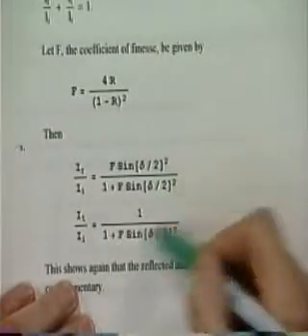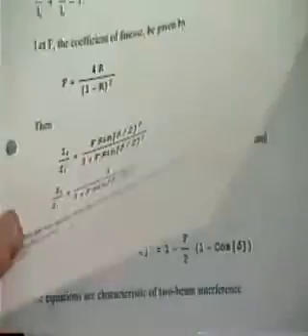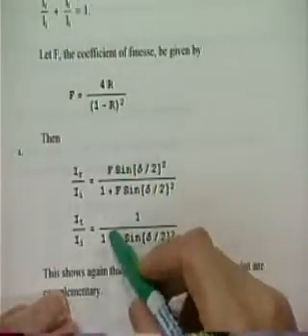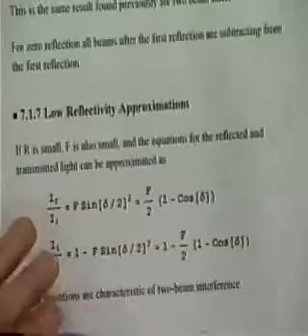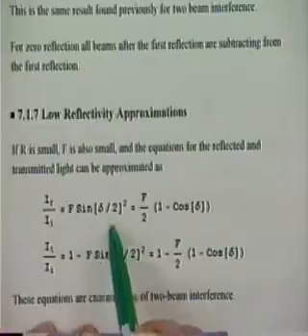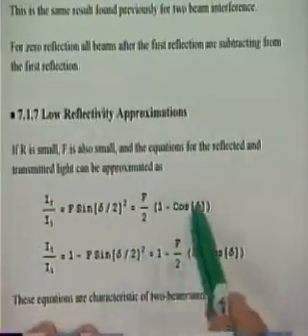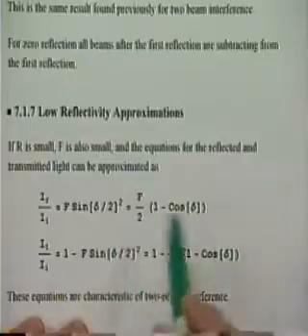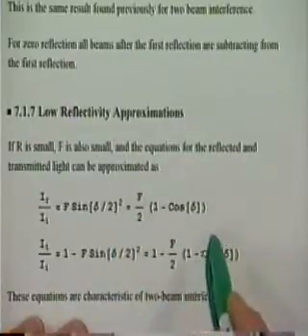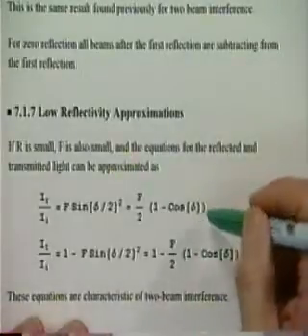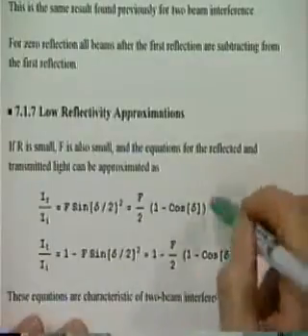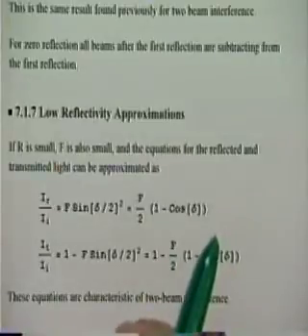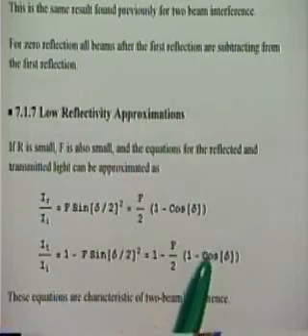So F is going to be small here, and so what we could do first is get rid of what we have in the denominator and just have an F up here, and here at 1 over 1 plus a small number, we could make it 1 minus that small number. So we could approximate the reflected beam as F sine squared delta over 2, or if you like, F over 2 times 1 minus cosine delta, and the transmitted light becomes 1 minus F sine squared delta over 2, or 1 minus F over 2 times 1 minus cosine delta. The point is that we get cosine-shaped fringes here, essentially like what we got with two-beam interference. Okay?